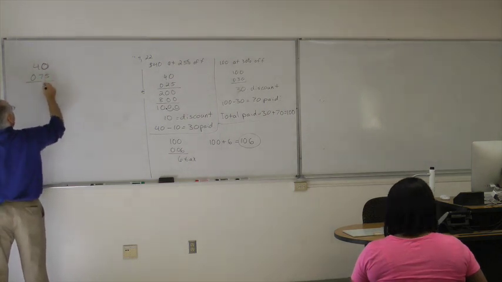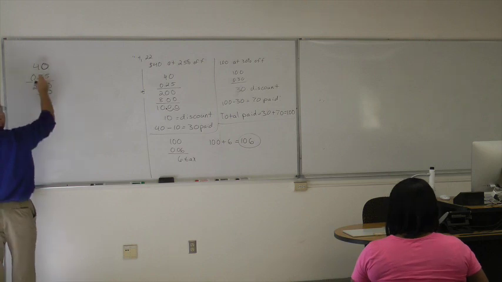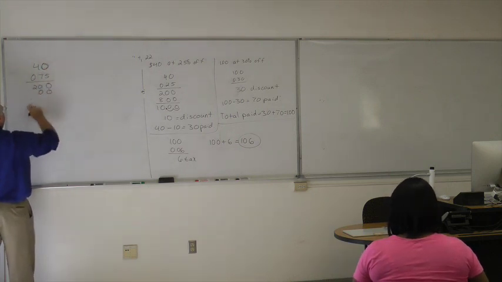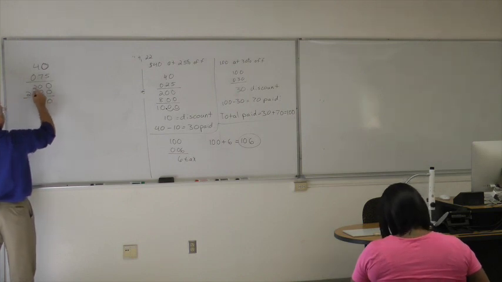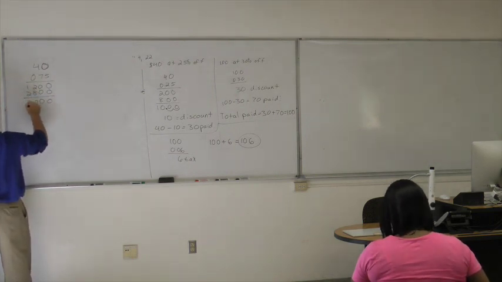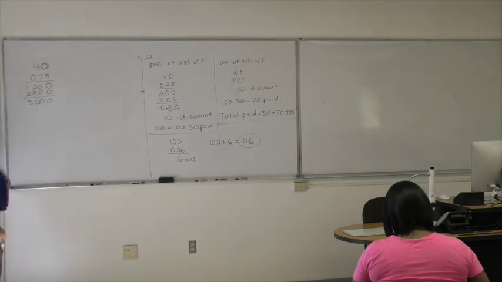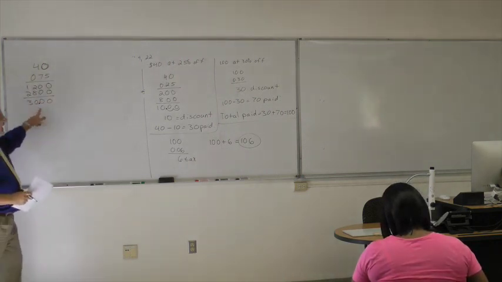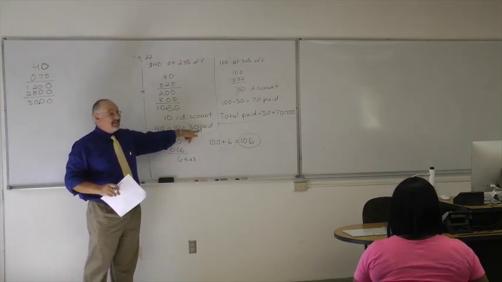5 times 0 is 0, 5 times 4 is 20, put the 0 placeholder, 7 times 0 is 0, 7 times 4 is 28, we get 0, 0, we get 10, carry the 1 is 3. We need two decimal places. So what do we get as an answer? $30 paid. What do we get as the answer here? $30 paid. It's the same thing.